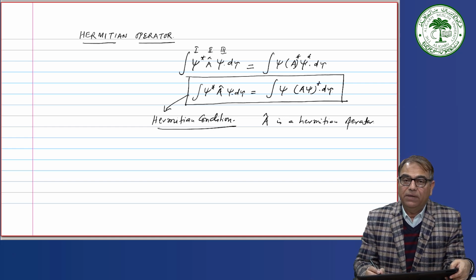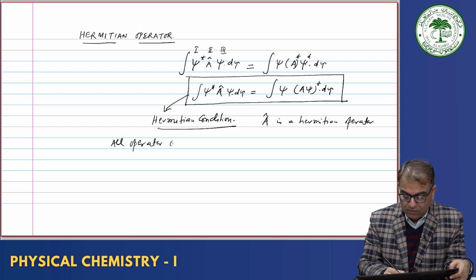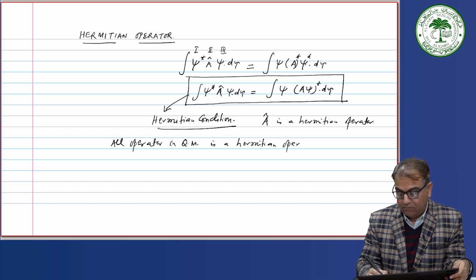All operators in quantum mechanics, which you will find in your book, all operators used in quantum mechanics are Hermitian operators. It means all operators, position, momentum, kinetic energy, total energy, the corresponding operators are Hermitian operators.